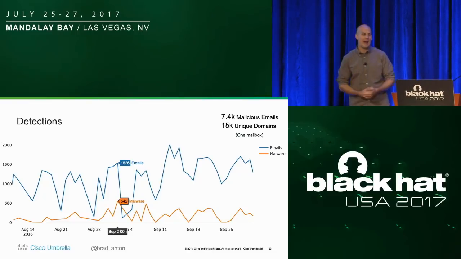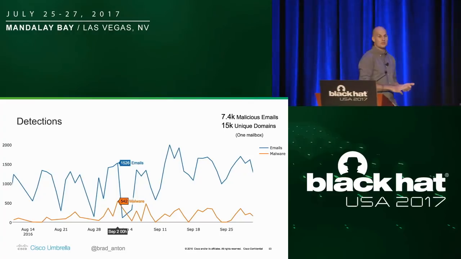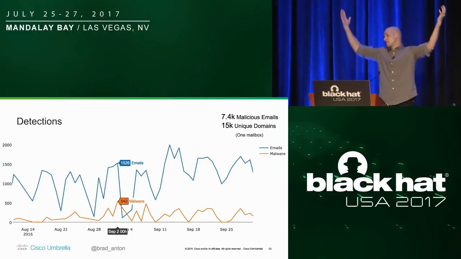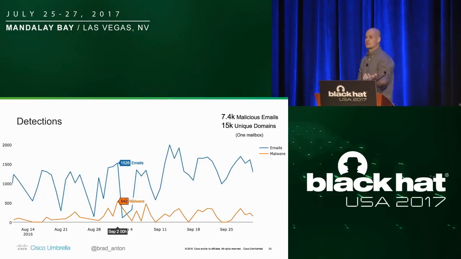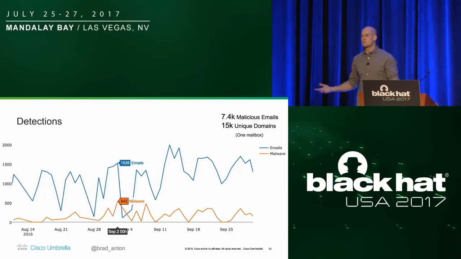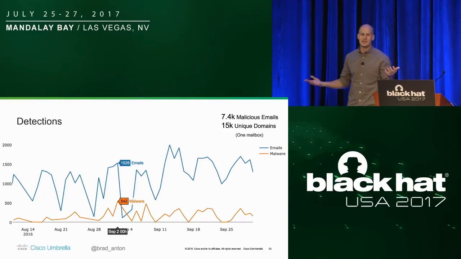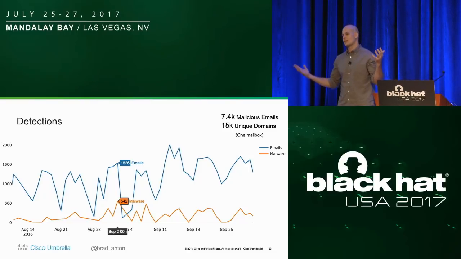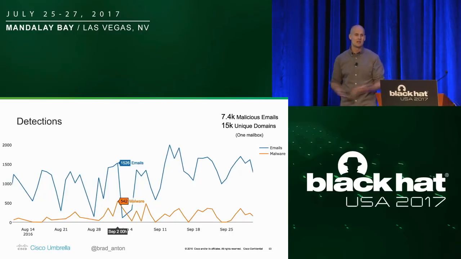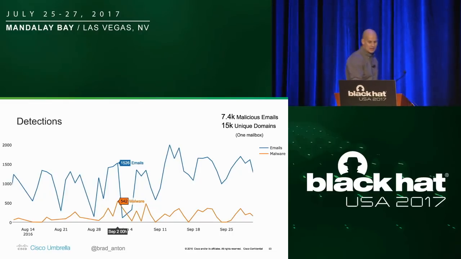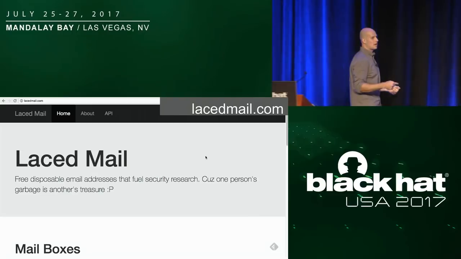It was crazy. We found Odin. We found all this other stuff. So we were like, great, this is awesome. We're finding good malware. This is a source of it. But the problem is we're using Mailinator, and Mailinator costs money. We actually paid for the API just to make life easier. So we said, you know what, forget it. I'm just going to roll my own.